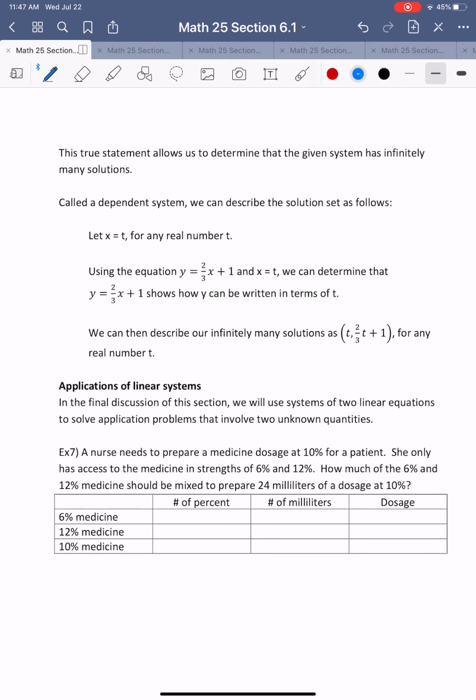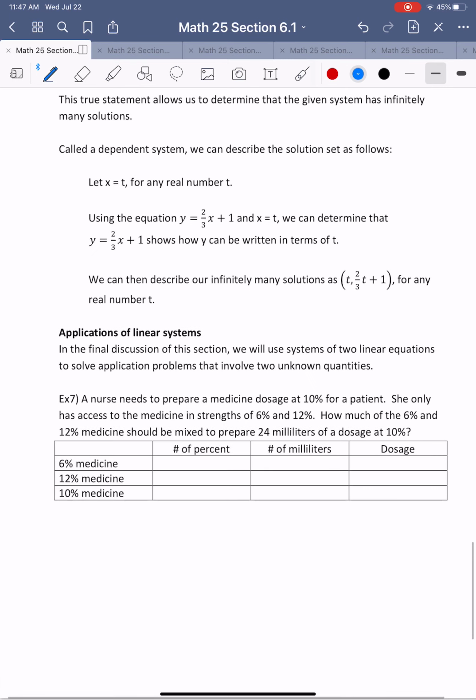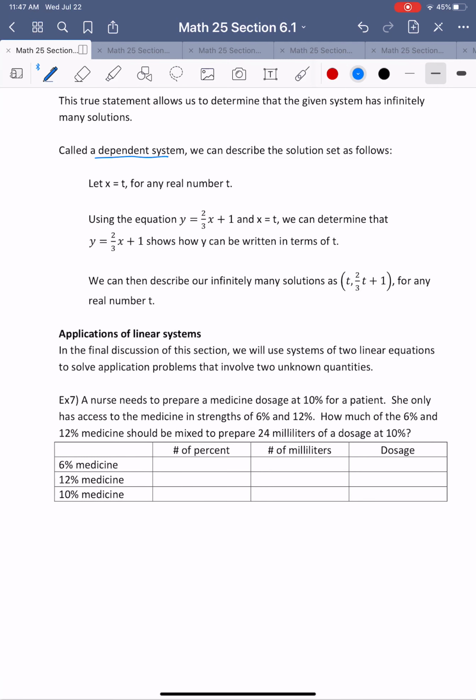This true statement allows us to determine that the given system has infinitely many solutions, called a dependent system. We can describe the solution set as follows. So you can say x is t, and then if you use t for x, we'll get y in this form. Which means whatever x you're given, if let's say t is 0, y is 1. And then let's say t is 3, I think y is 3, because 3 times... 3 plus 2 plus 1... yeah. So there are so many pairs of solutions.